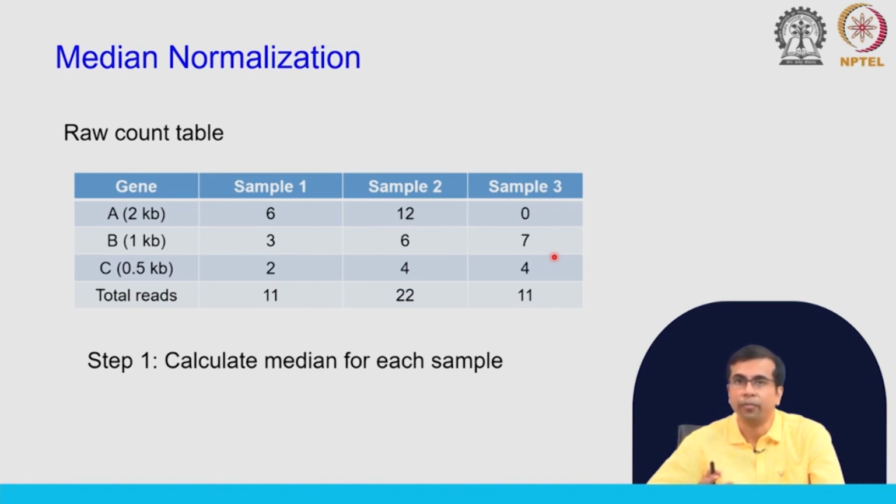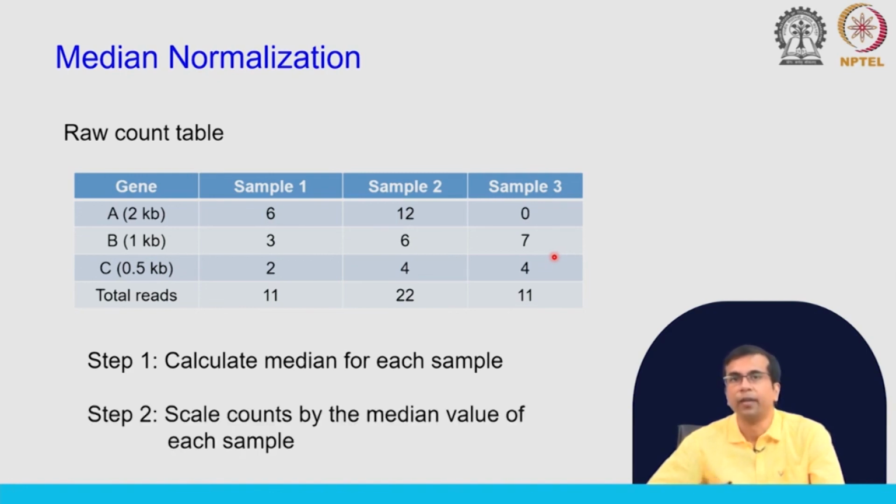Step 1, we calculate the median for each sample and then scale the counts by the median value of each sample. At the end, the median value for each sample will be the same. Before you start the normalization, of course, they are not the same, but after normalization they would be the same. What I will do now is show the results from a real data set with 6,000, 7,000 genes, and we can then do the median normalization.